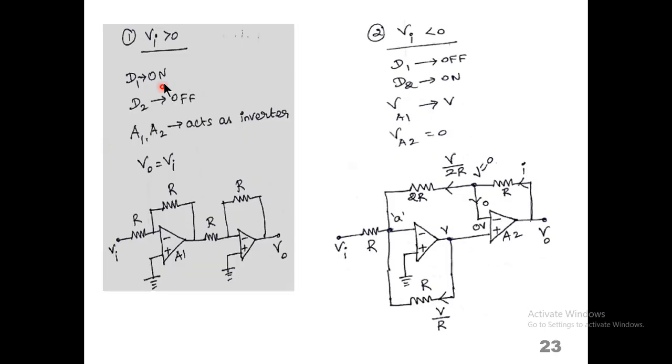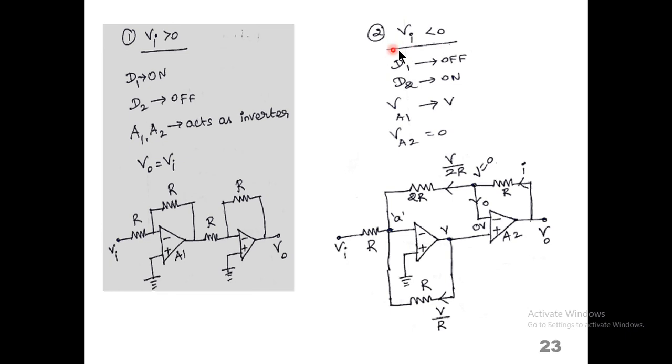If VA is greater than 0, diode 1 will be on and diode 2 will be off. Amplifier 1 and amplifier 2 act as an inverter. At that time the output voltage is equal to 0. Here the circuit is remodified and drawn here.